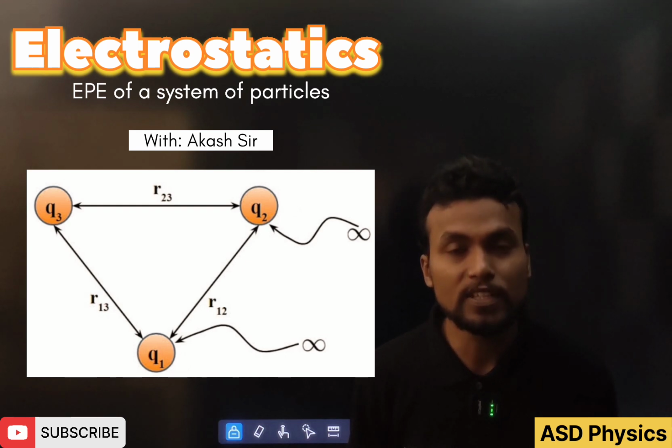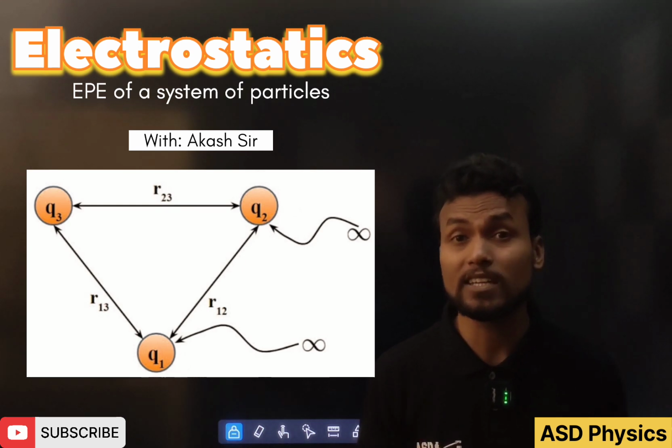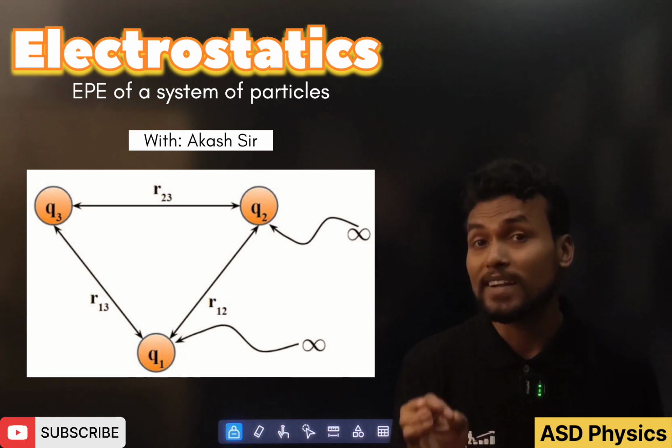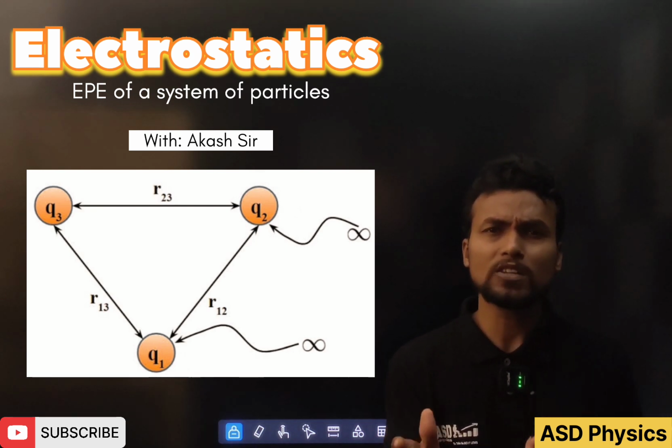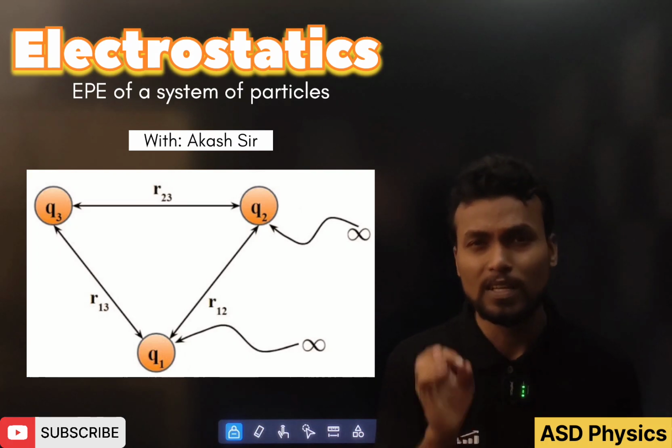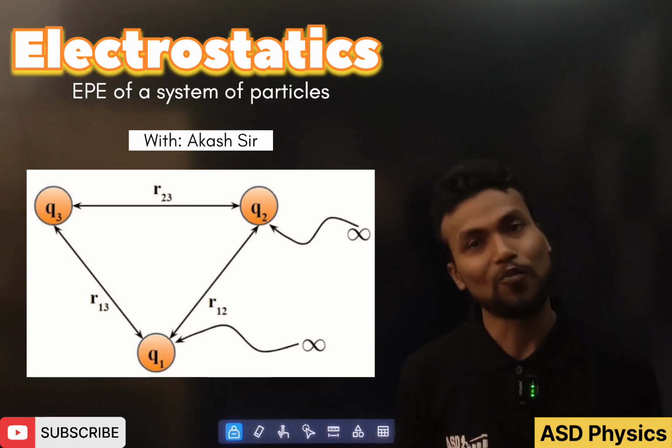So students, in this video we are going to learn about the electrostatic potential energy, okay? And this electrostatic potential energy is very similar to the gravitational potential energy whatever we have learned under the chapter of gravitation. But there is one basic difference. What is the basic difference?